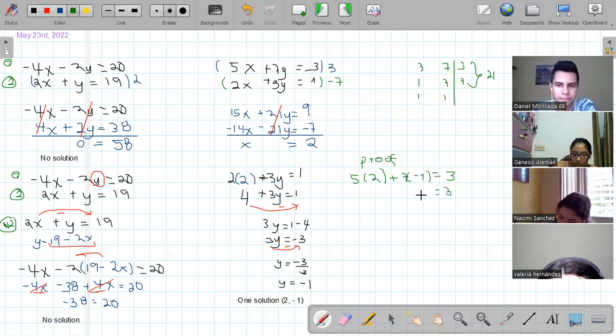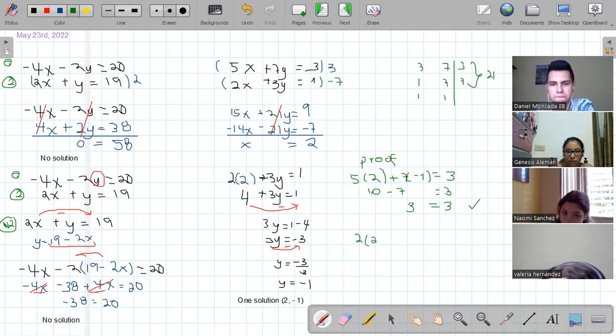So we simplify that and we get 5 times 2, 10. 7 times -1, -7. That is supposed to be equal to 3. And 10 minus 7, it is 3. 3 is equal to 3? Yes, it is correct. Now we do the same thing with the second equation. So we have 2 instead of x, plus 3, and instead of y, -1. And it is supposed to be equal to 1.